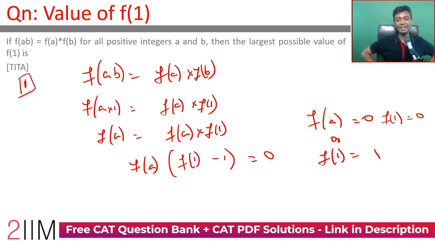f of 1 could either be 1 or it could be 0. If the constant function f of a equal to 0, then f of 1 will also be 0. If that is not the case, then f of 1 is 1. The largest possible value of f of 1 is 1.